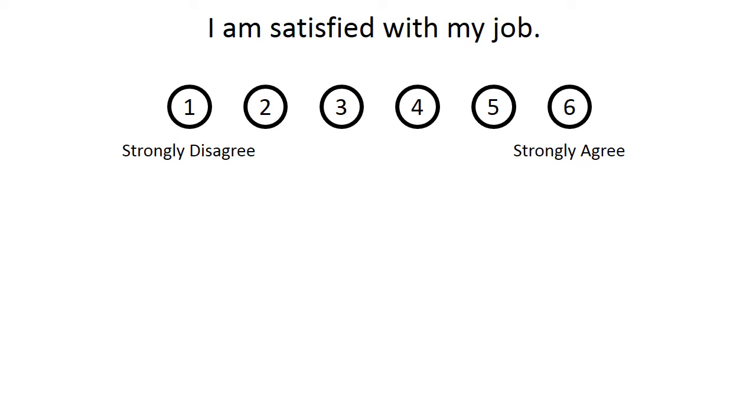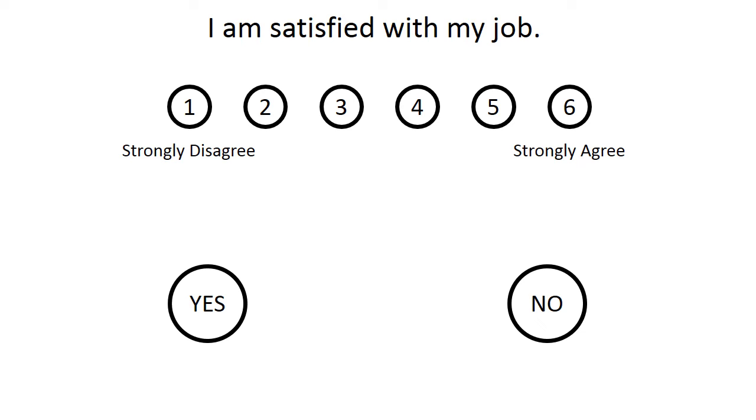All right, so we're going to use an example of job satisfaction. I'm measuring this on a 1 to 6 scale from strongly disagree to strongly agree. I'm using an even scale because it will make my example easier. I could also measure this dichotomously, right? I am satisfied with my job, yes or no.